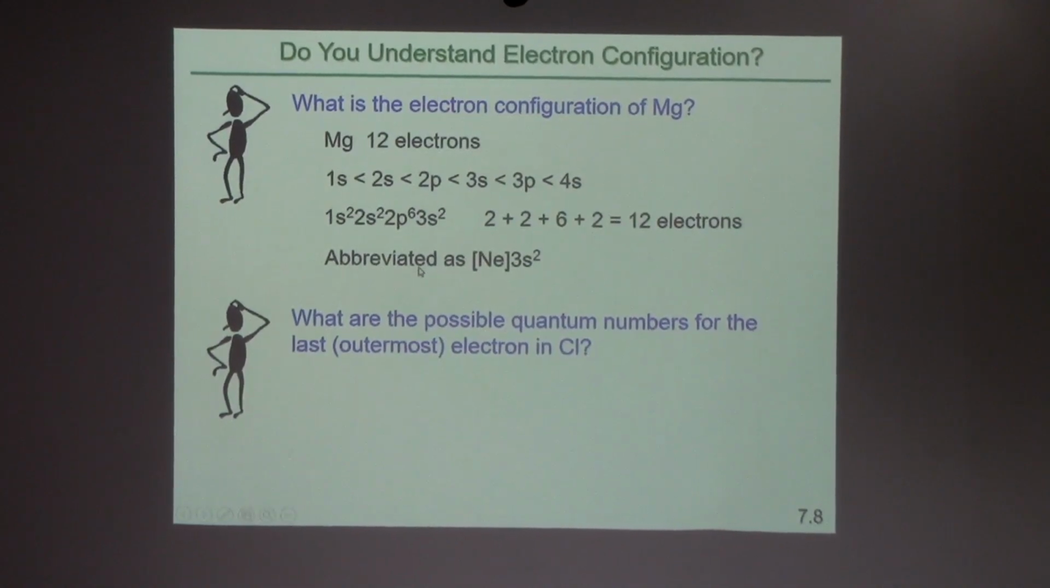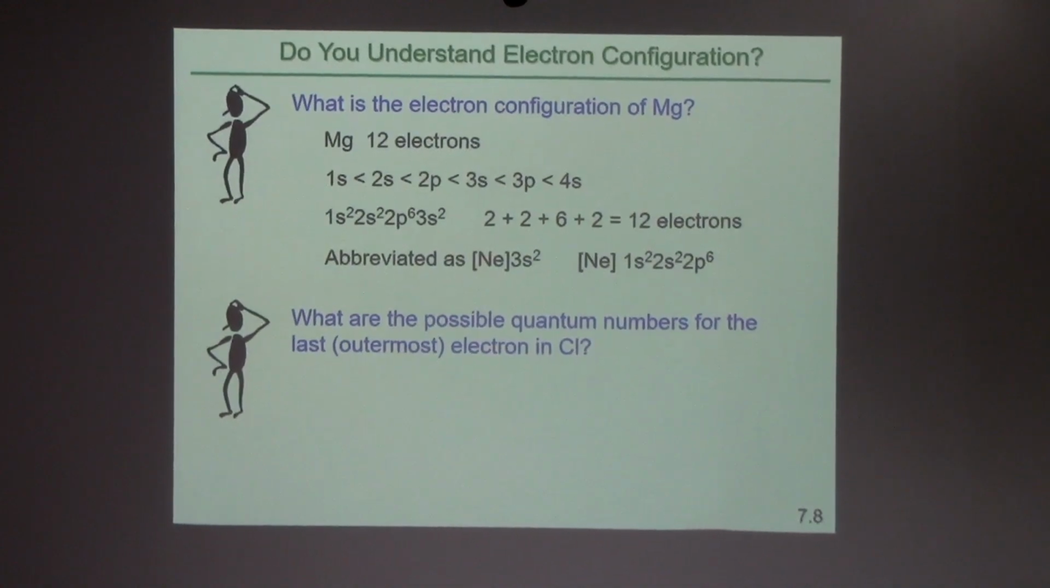There is an abbreviated or noble gas notation where instead of writing the whole thing, you just write in bracket a noble gas that precedes magnesium, and then 3s2. 3s2 is the outermost electrons. The 3s2 means you have 2 electrons in the 3s subshell. So neon has this electron configuration 1s2, 2s2, 2p6. So instead of writing 1s2, 2s2, 2p6, 3s2 for magnesium, this is an abbreviation. All of this can be replaced by bracket neon, and then 3s2 are the 2 electrons that are present in magnesium, so you put that.